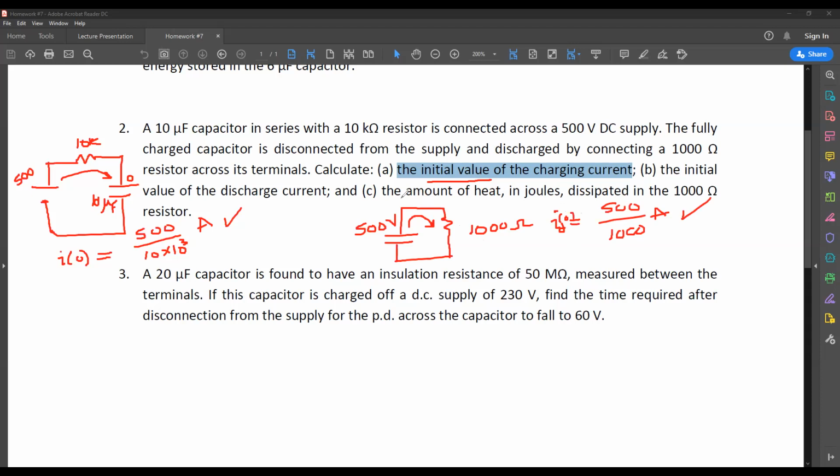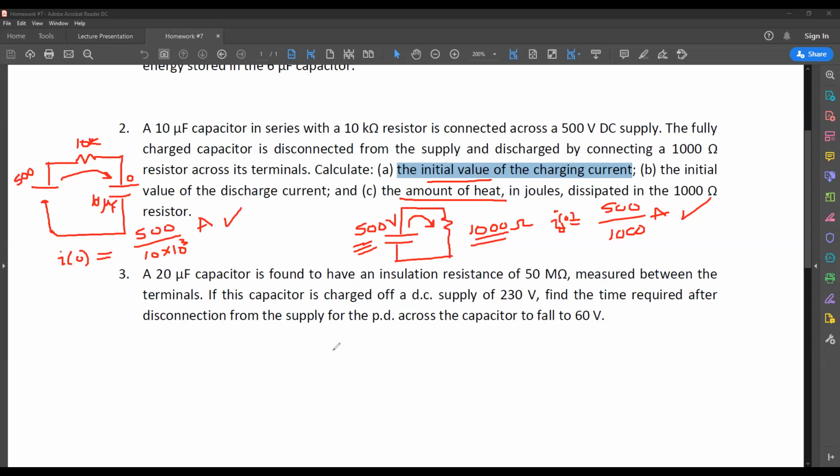The last part is what we talked about earlier in the lecture: the amount of heat in joules dissipated in the 1000 ohm resistance. You're assuming that this will remain until the capacitor is totally discharged. So by the time it is completely discharged, you want to know how much heat was generated in this particular resistance. How much heat would be generated in this situation?